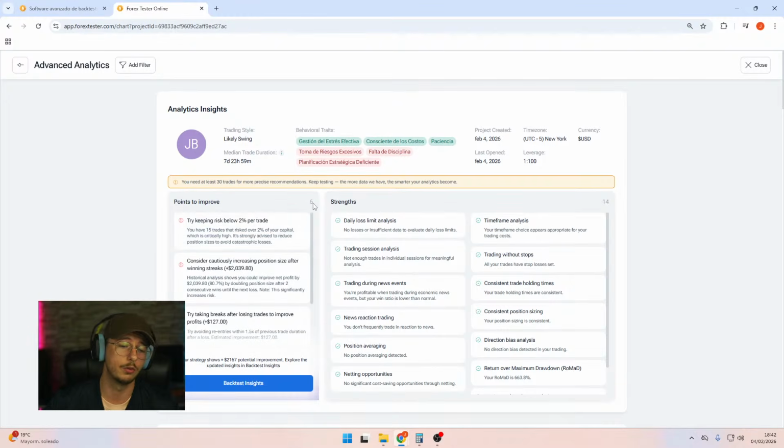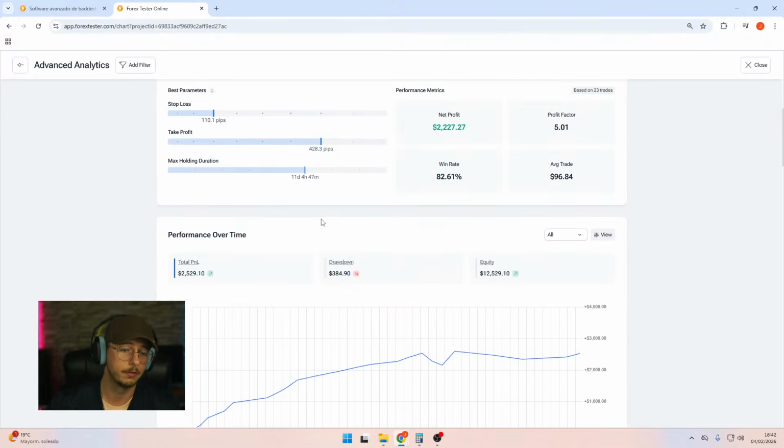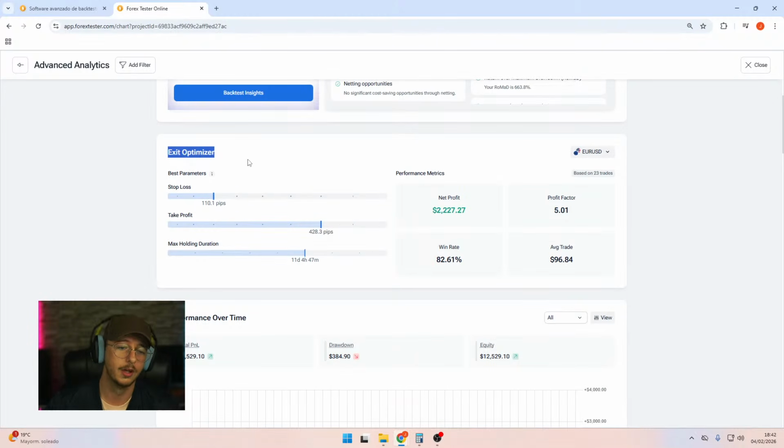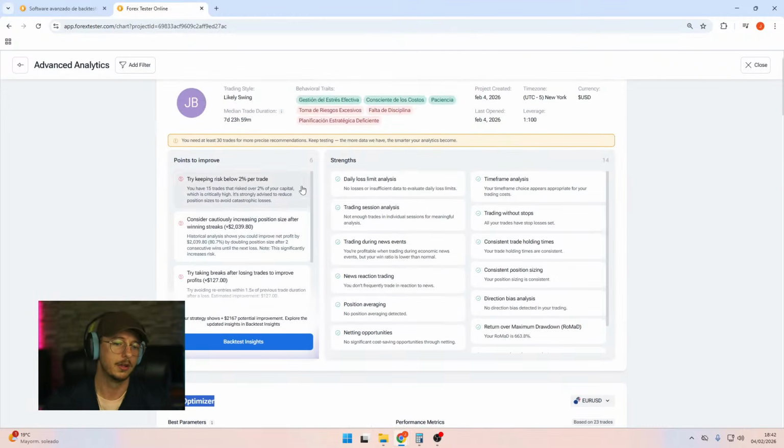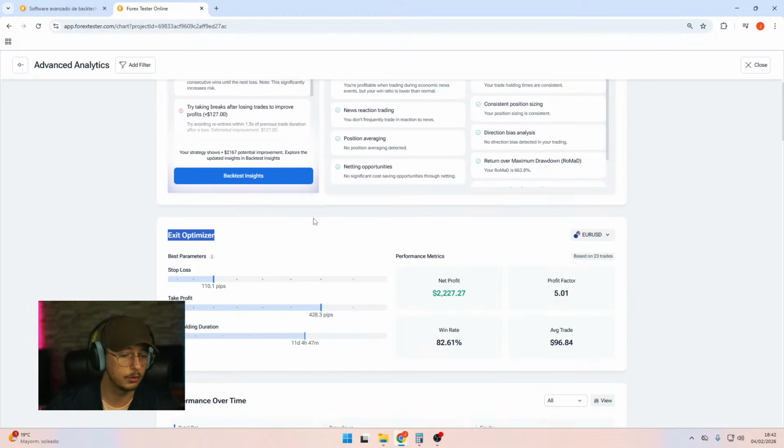That's why I don't like to use too many points to improve in one go, and I like to use one. And as well, if I come down to Exit Optimizer and I can match these two results, I'm going to get a better result. Okay, so if I consider increasing the position size after winning streaks, if I can combine this with the Exit Optimizer, it's going to be a good match. And I can do this by having a stop loss.